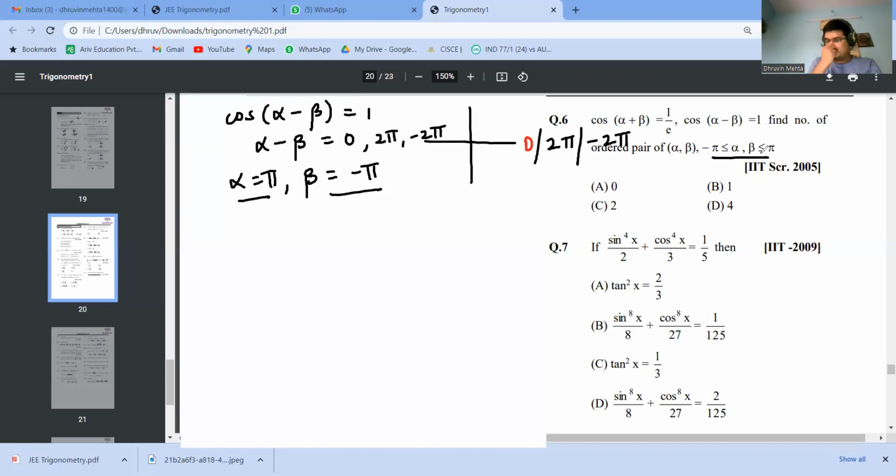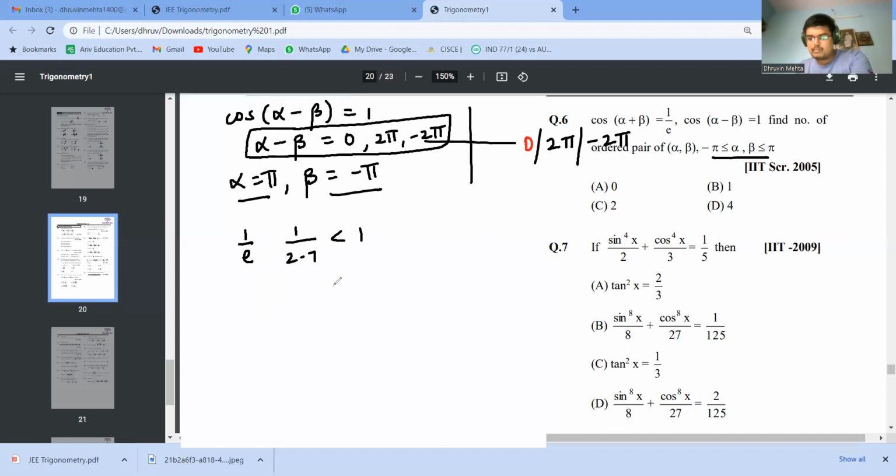Okay, now after alpha minus beta, let us discuss alpha plus beta. So they have written cos of alpha plus beta is 1 upon e. What do we know about 1 upon e? So it's 1 upon 2.7 something. So it's less than 1. So cos of alpha plus beta is less than 1, which is going to be true for all alpha plus beta. So they are asking how many such ordered pairs are possible.